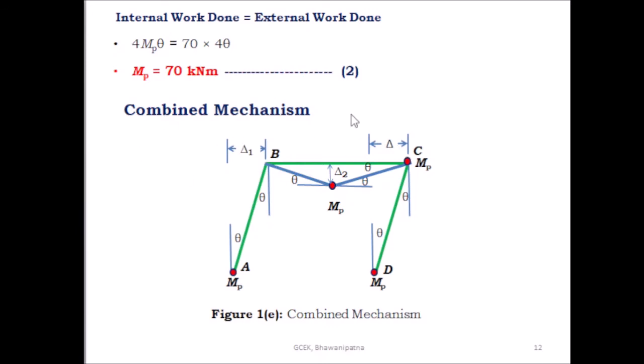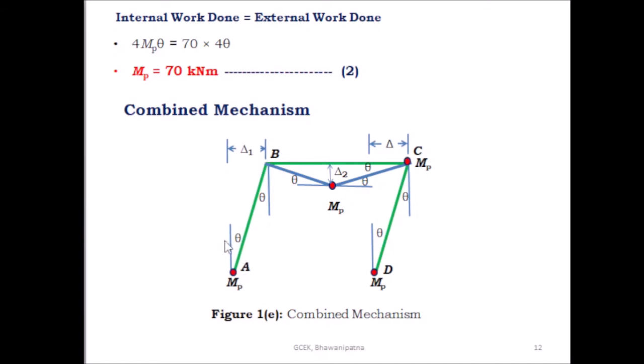Then the third mechanism, combined mechanism. So here you have to consider the beam mechanism with the sway mechanism. You have to take the beam mechanism and sway mechanism, and here there is no plastic hinge at B, only the plastic hinge will be found at A, C, D and under the load point. So let us take the virtual displacement at B is equal to delta 1 and the virtual displacement under the load is delta 2.